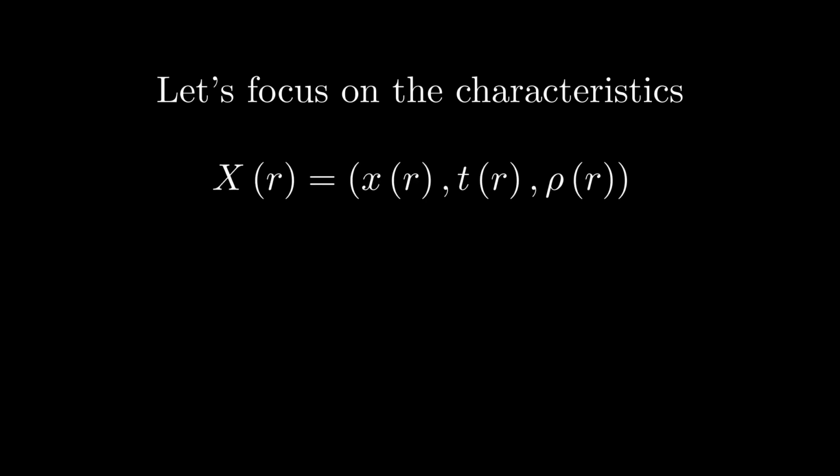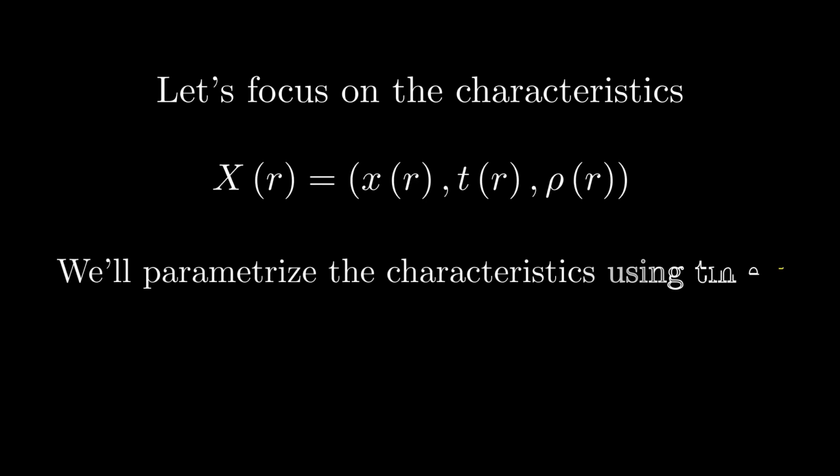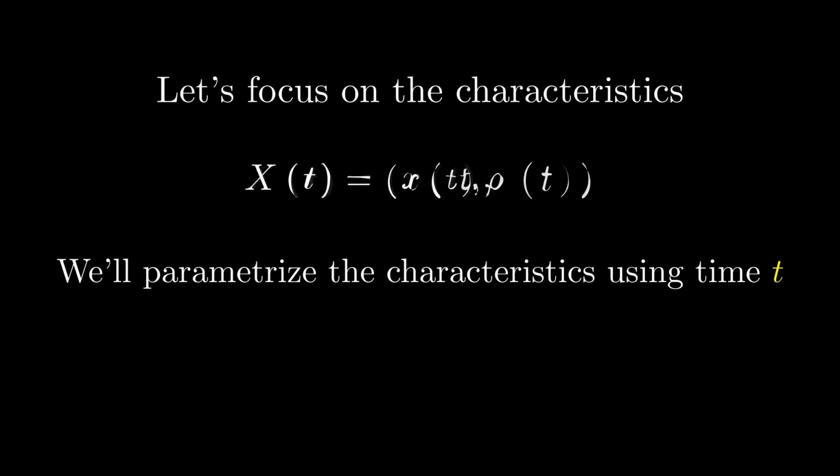Since we're studying the evolution of traffic as time progresses, we'll take t to be the parameter of our characteristic curves. Our aim is to find the curves along which the partial differential equation becomes an ordinary differential equation. So let x of t be such a pre-described curve. Note that x of t is a family of positions parameterized by t.